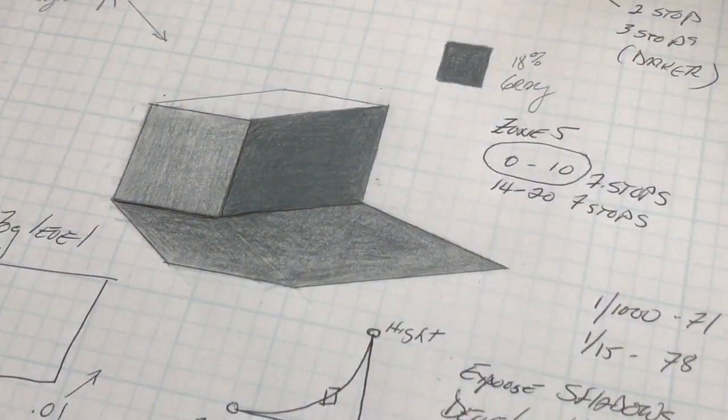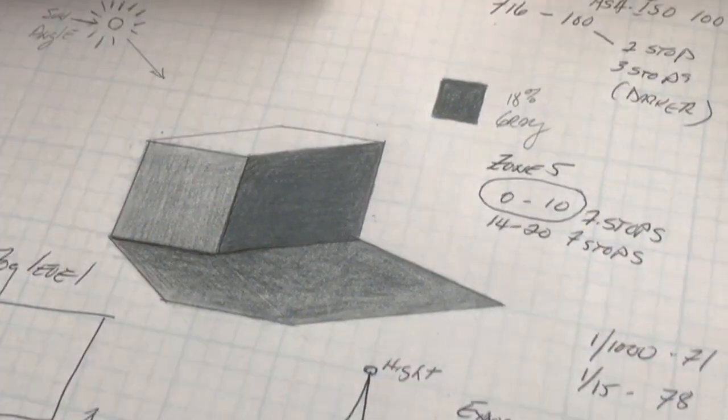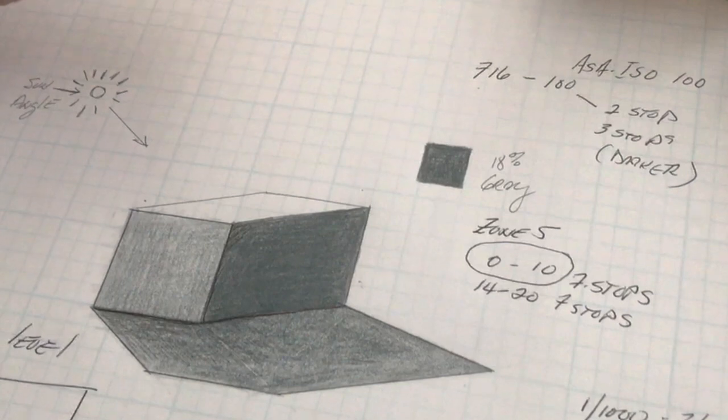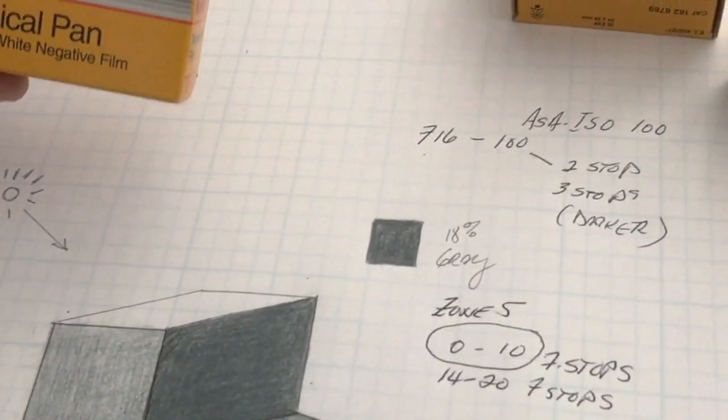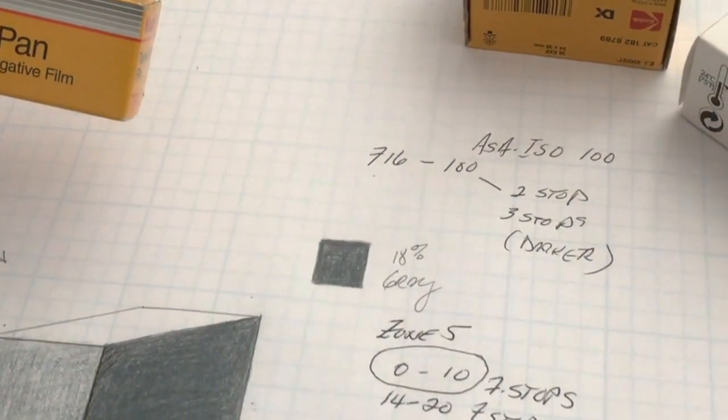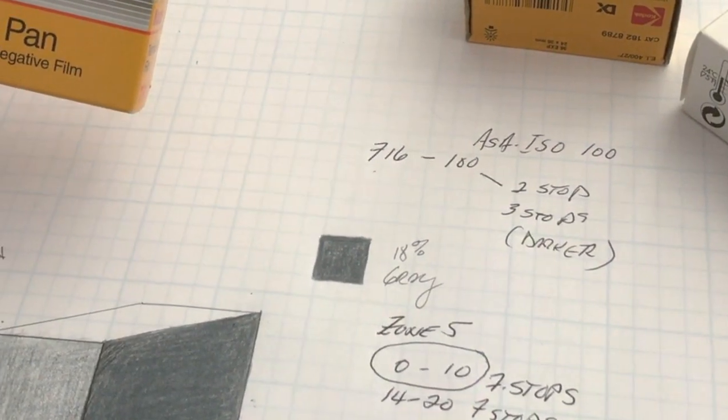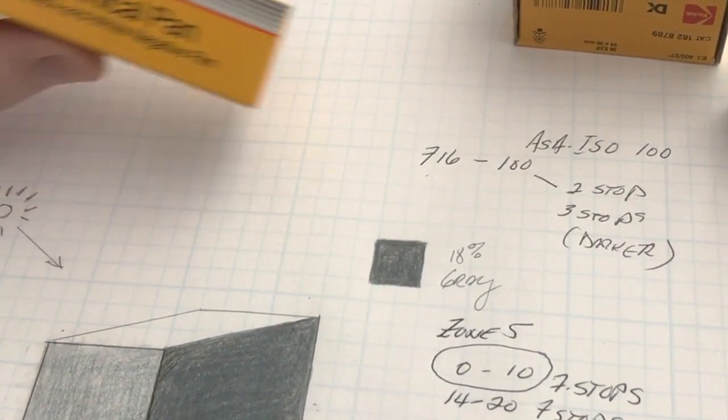Now, the other problem, Tech Pan has to have a special developer, and there are other films that I'm going to suggest that you can use now that are as good as Tech Pan, if not better, readily available in the market. We'll get to that at the end when we talk about some other types of film.